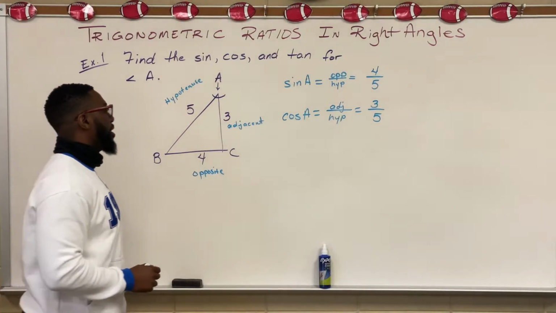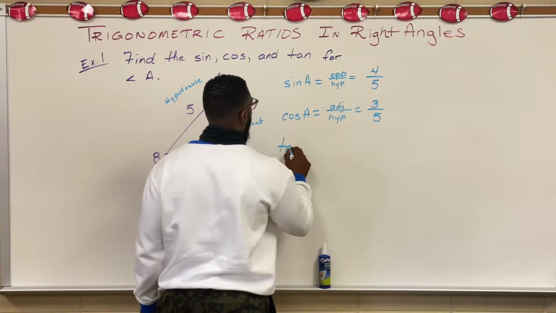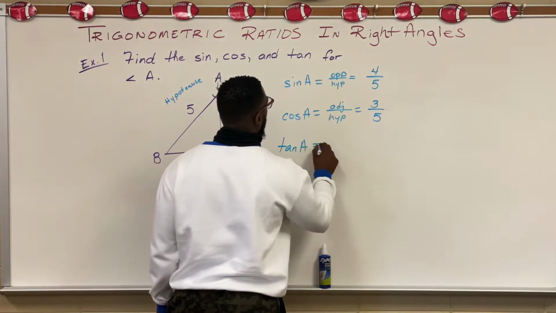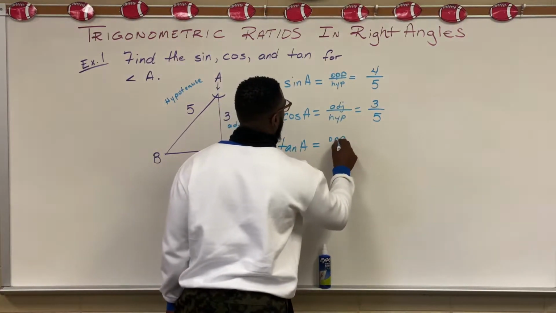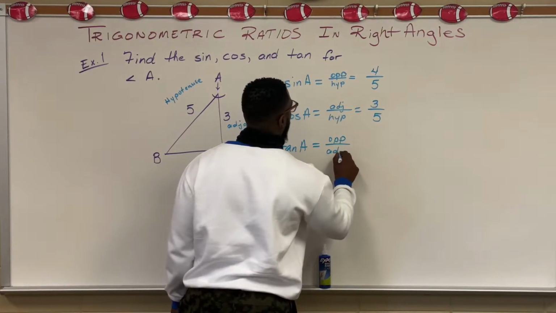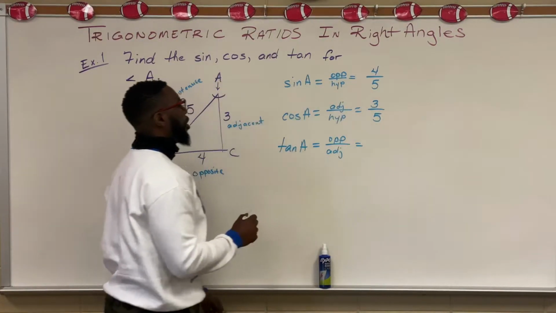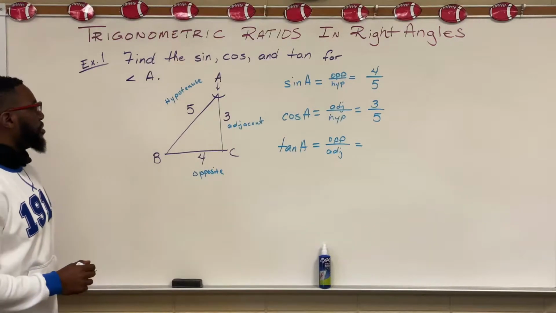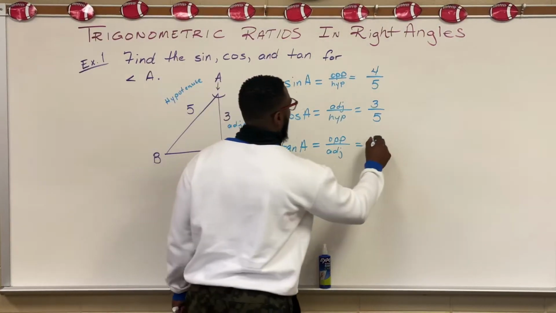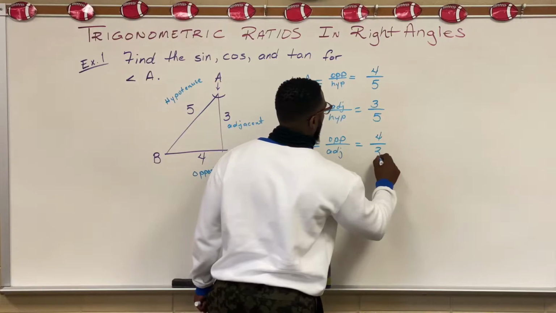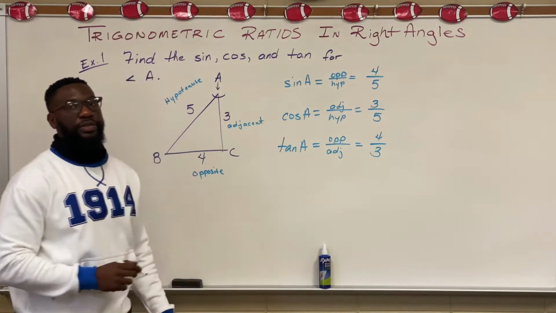And then we have tangent. The tan of A equals opposite over adjacent. Opposite is 4. Adjacent is 3.